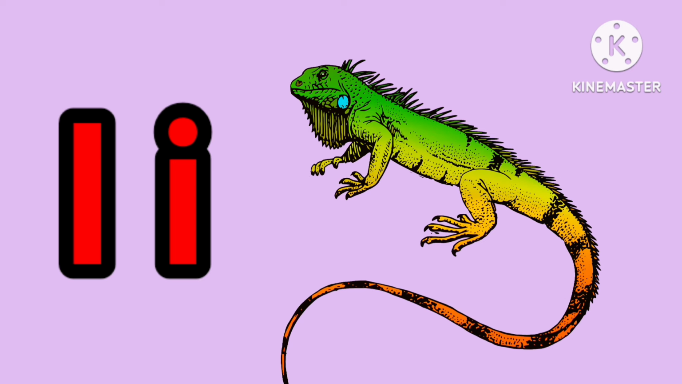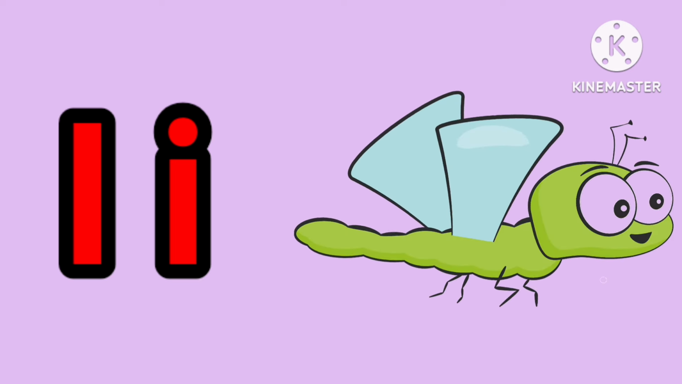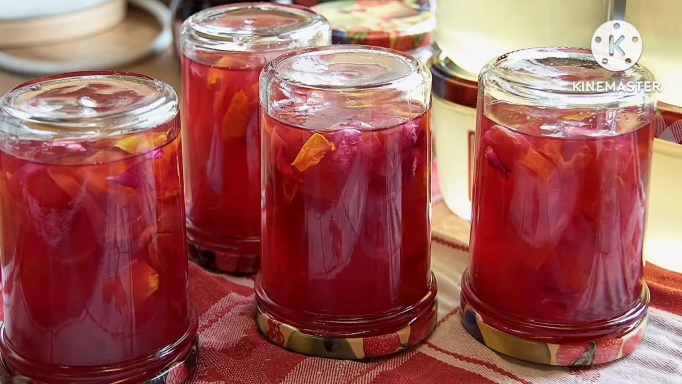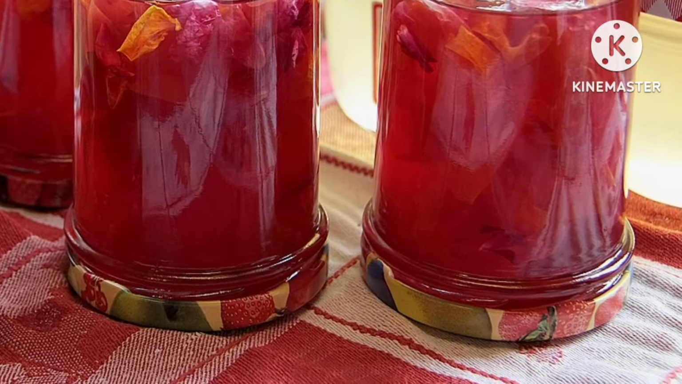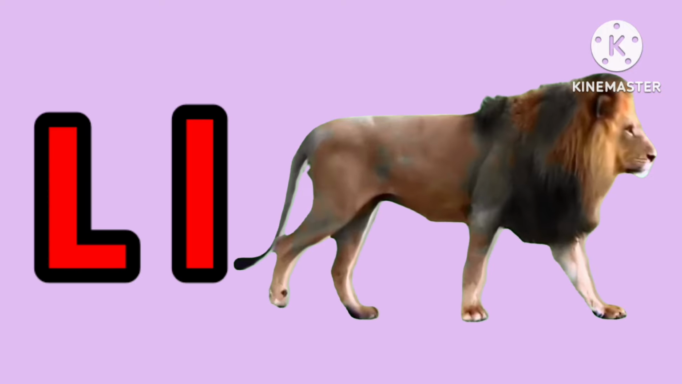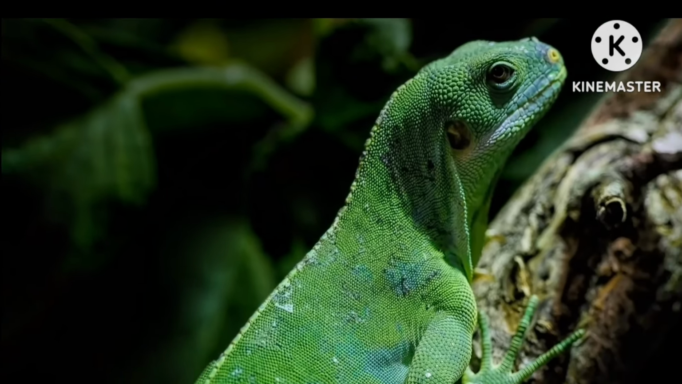I for iguana, I for insect, I. J for jam, J for jelly, ja ja. K for kangaroo, K for kitten, ka ka. L for lion, L for lizard, la la la.